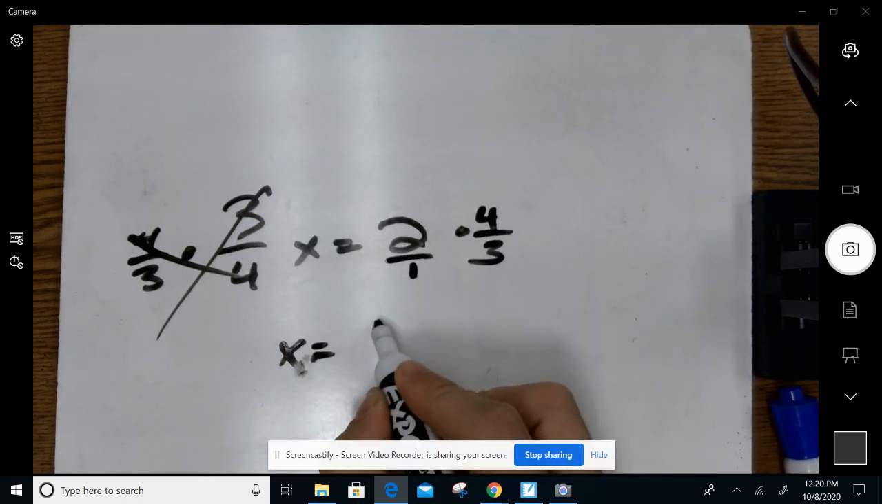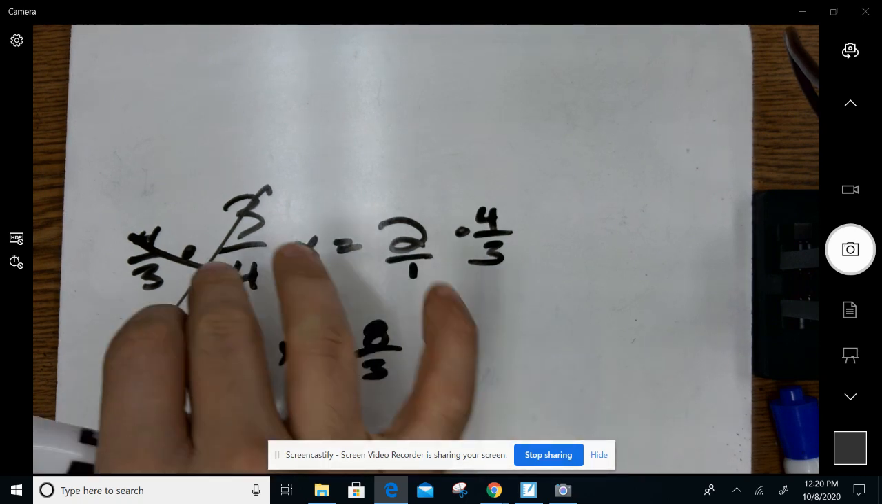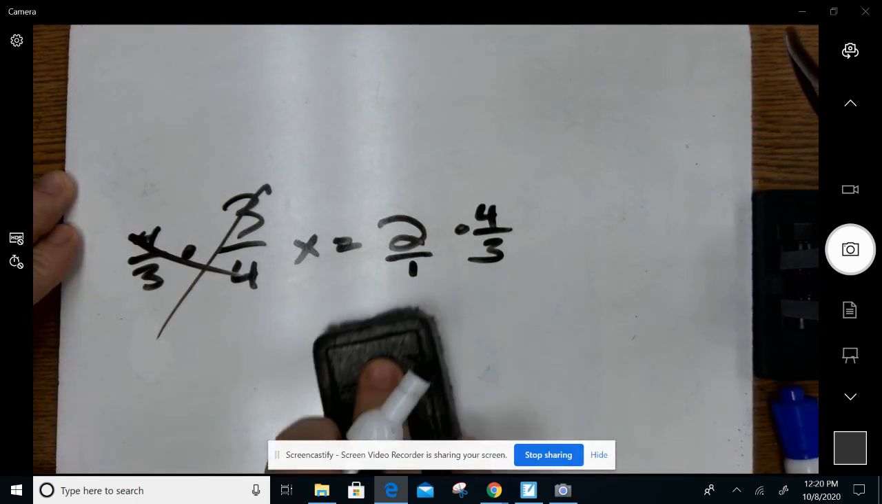So 2 times 4 is 8. 1 times 2 is 3. You could do it that way. You just take both sides times the reciprocal of the fraction. That is an option.